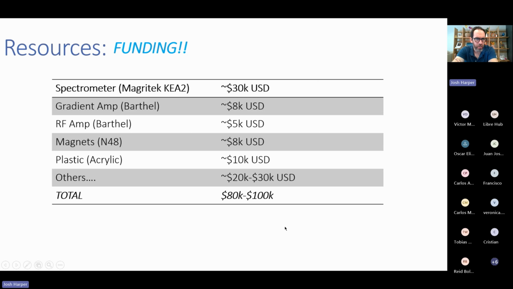So what resources do you need? Start with funding. If you want to buy Magritek and Bartel amplifiers, if you want to get the top of the line type electronics to have the best chance at high SNR, I would say you need to budget between $80,000 and $100,000 to start off with. It's a conservative estimate, but it's quite easy to spend that much, especially if you don't know how much you're going to pay in import fees, which can be very high. I think we've paid quite a bit in importing electronics here. So that's something to really check in advance.